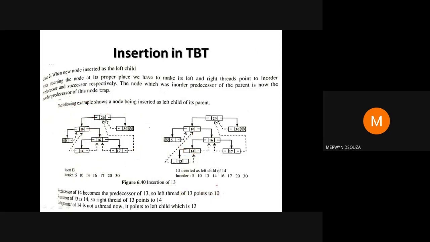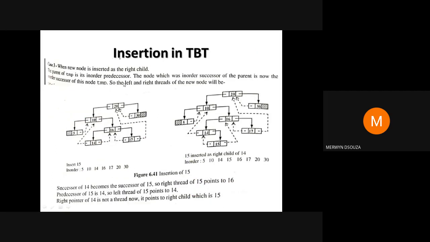We do the same process for the right child. The third case is when a new node is inserted as the right child. Suppose we are trying to insert 15. We start comparing. 15 is less than 20, so come here. 15 is greater than 10, so you come here. 15 is less than 16, so you come here. 15 is greater than 14, so you put 15 here.